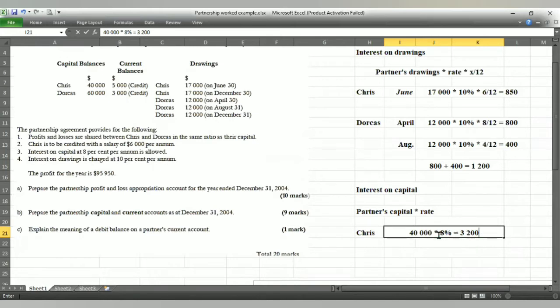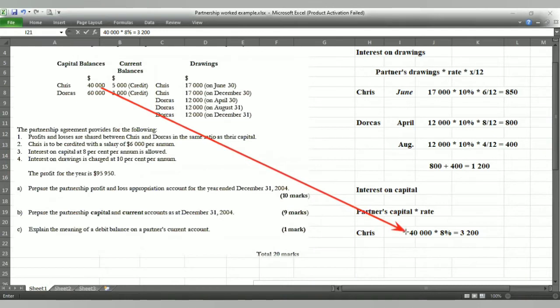How did we arrive at that? The 40,000 capital given in the question, as you can see there, is what we calculate times the rate of 8%, and that gave us 3,200. We're going to do so now for Dorcas.